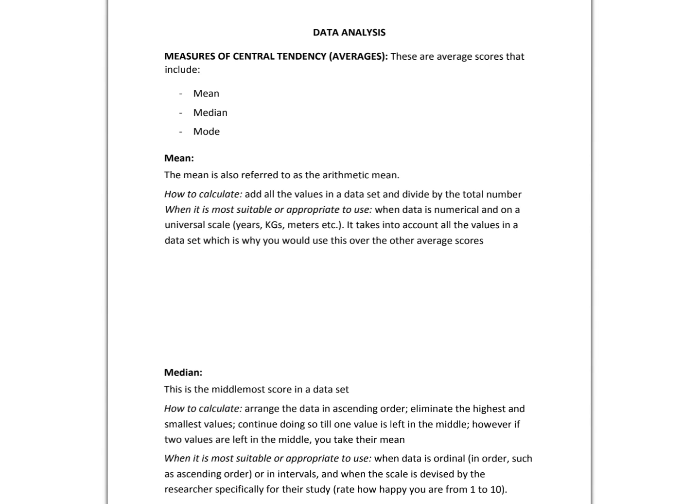Mean, also referred to as the arithmetic mean. How do we calculate this? I'm sure all of you know this. But if a question comes and you're required to write down the definition about how it's calculated, you can simply say that it is calculated by adding all the values of a data set and dividing it by the total number of values.